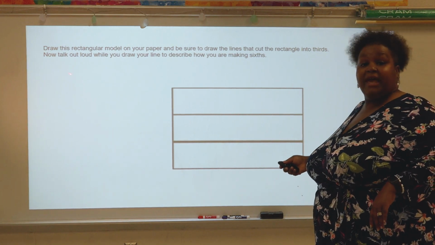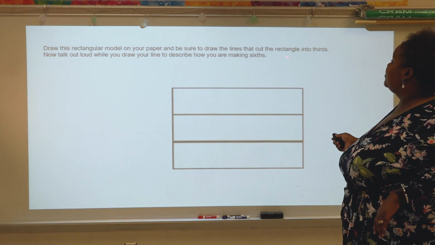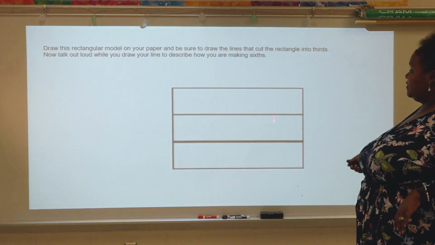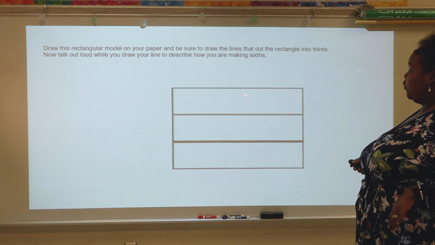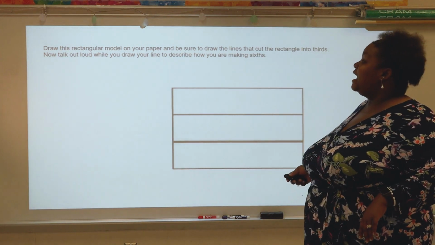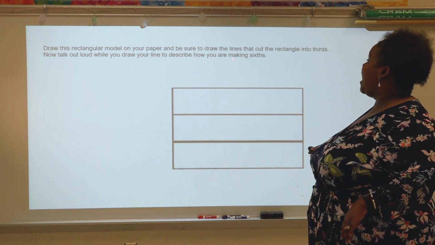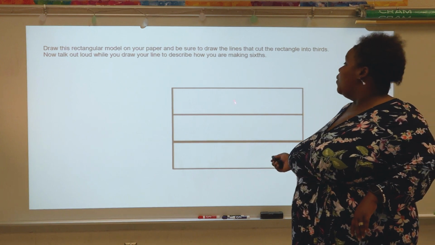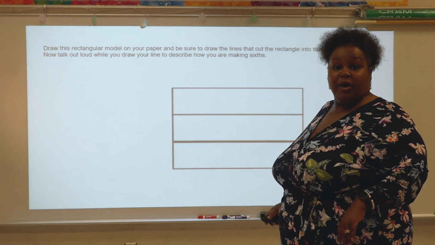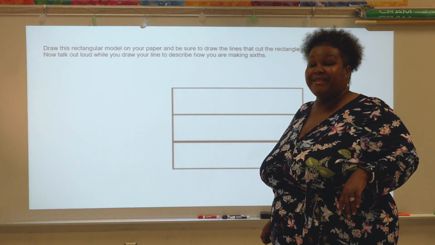Draw this rectangular model on your paper and be sure to draw the lines that cut the rectangle into thirds. Again, thirds, 1, 2, 3 equal pieces. Now, talk out loud while you draw your line to describe how you are making sixes. You're drawing first thirds and then you're going to make it into sixes. I'll give you a couple seconds to work on it.